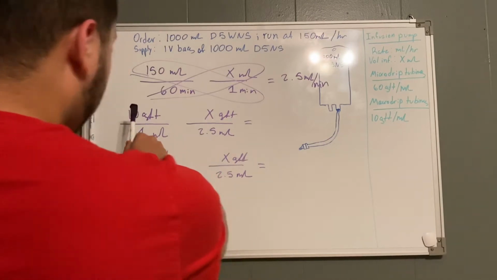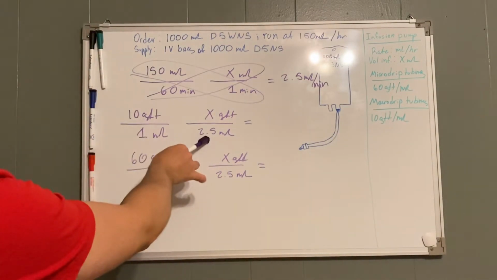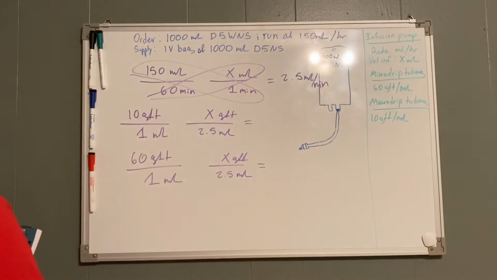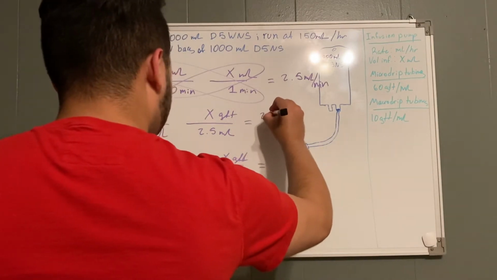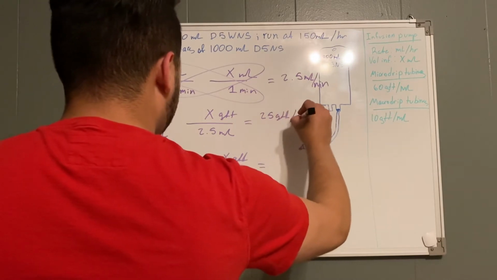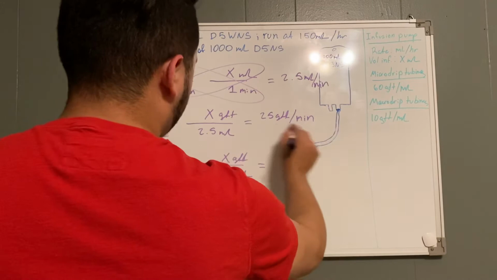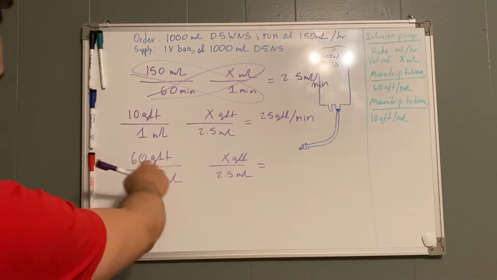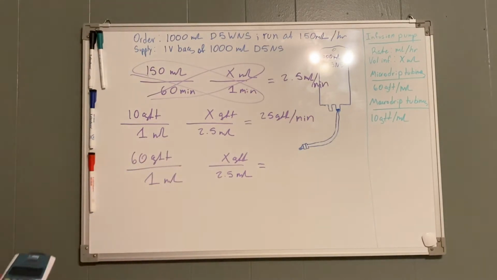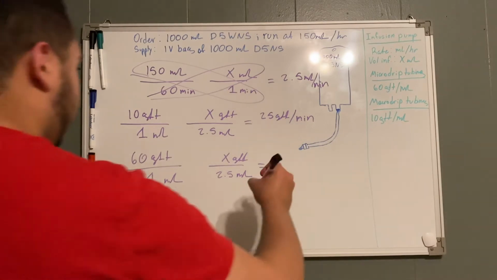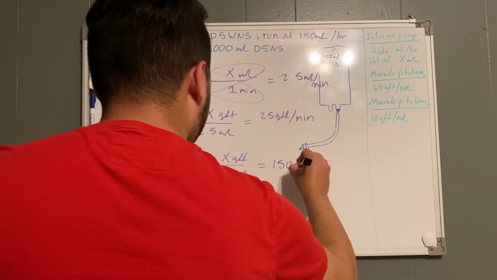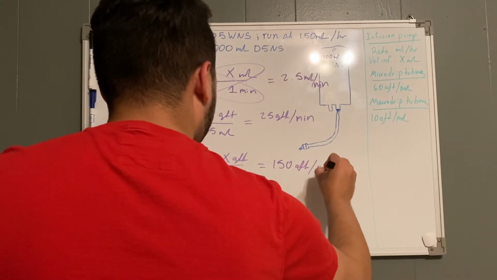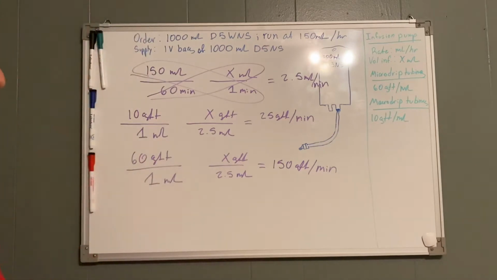Okay, so multiply 10 times 2.5 and divide the answer by 1. We get 25 GTTs per minute with macro drip tubing. Now with micro drip tubing, multiply 60 times 2.5, divide the answer by 1. You get 150 drops per minute.